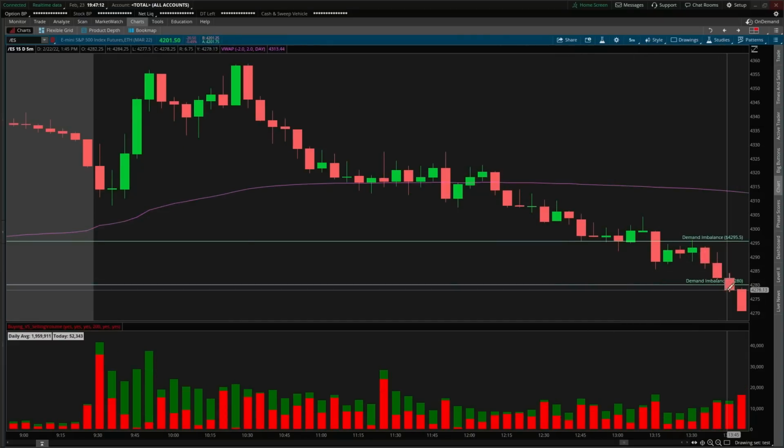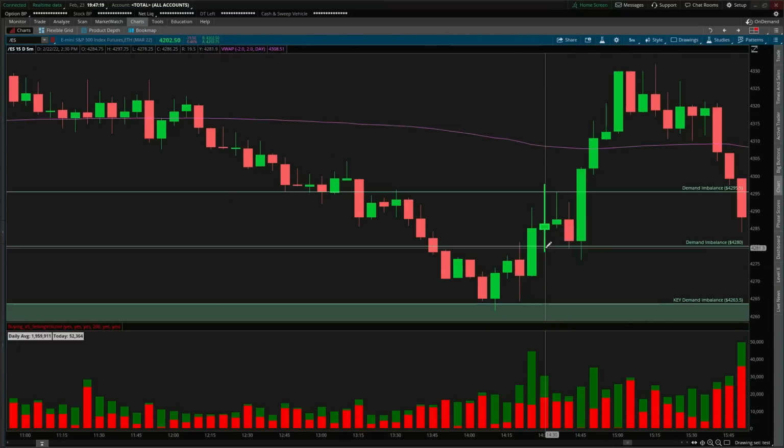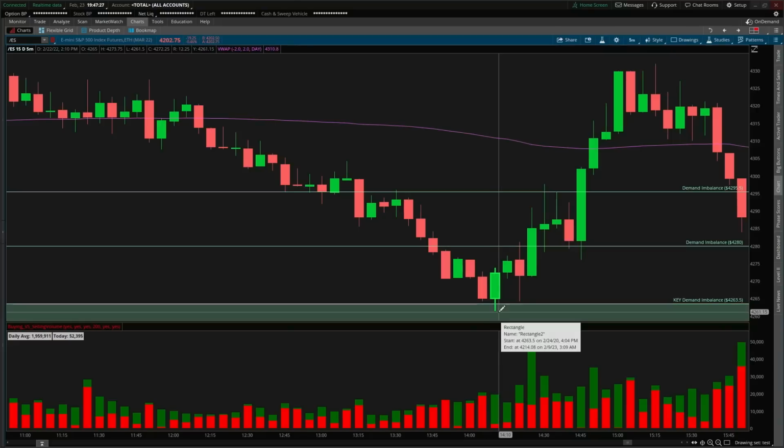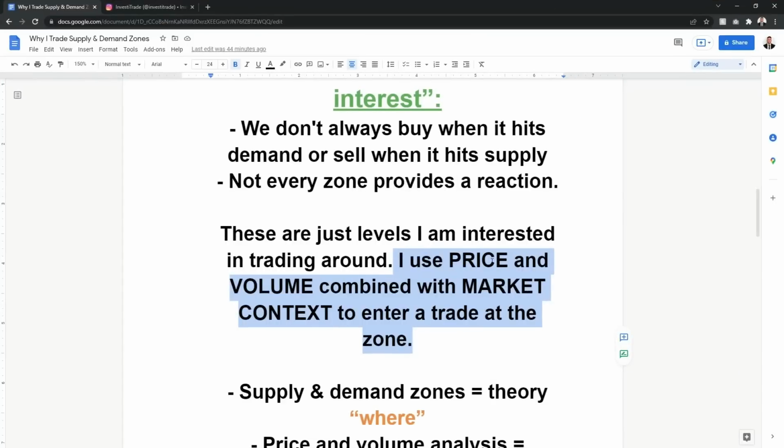Same thing with this one. Absolutely no sign of buying. Completely came right through it. And we did not provide a reaction at it. And it came until the 4263 zone where volume started to build. We started to see some nice green activity and some nice order flow to confirm this trade to the long side for a potential 70-point rally after the previous two demand zones did not work. So you must use price and volume combined with market context for your confirmation to enter a trade at the zone.